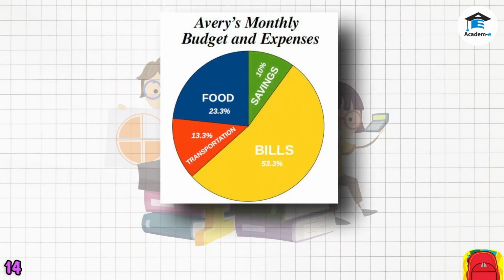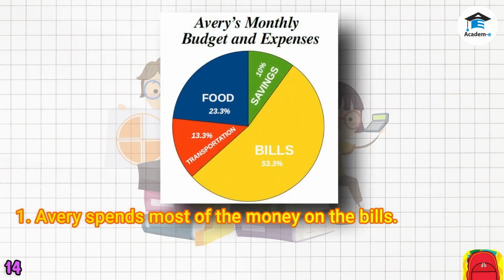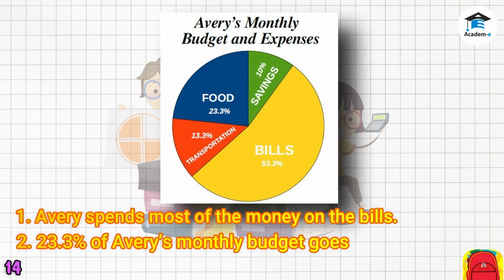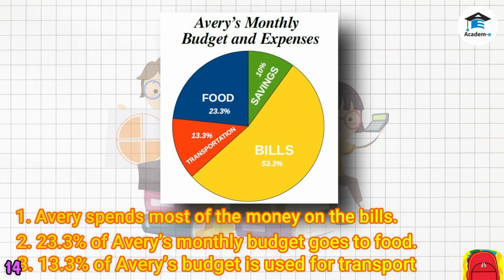Based on the circle graph, we can conclude the following. Avery spends most of the money on the bills. 23.3% of Avery's monthly budget goes to food. 13.3% of Avery's budget is used for transportation.